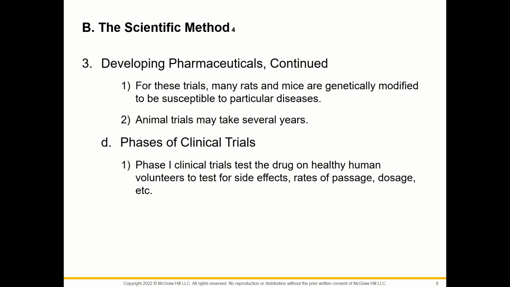For these trials in developing pharmaceuticals, many rats and mice are genetically modified to be susceptible to particular diseases. Animal trials may take several years. There are several phases of clinical trials. In Phase 1, the clinical trials test the drug on healthy human volunteers to test for side effects, rates of passage, dosage, etc.